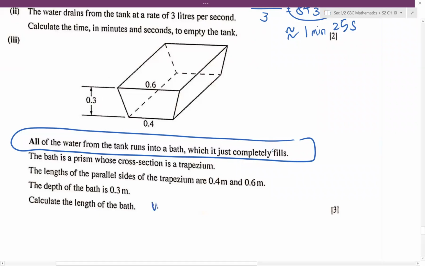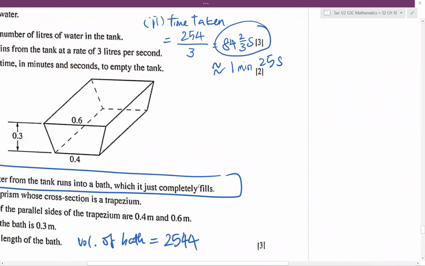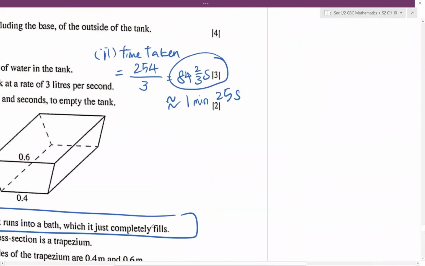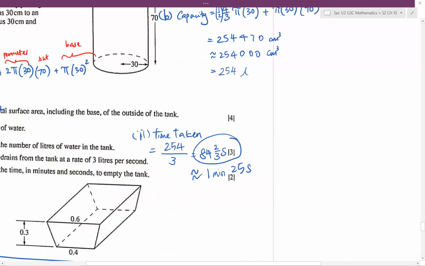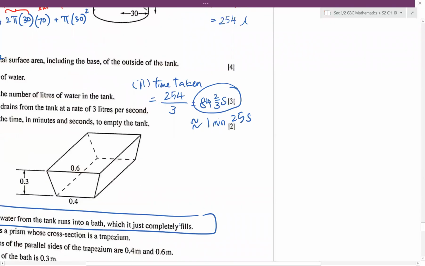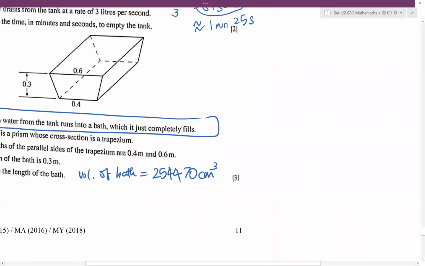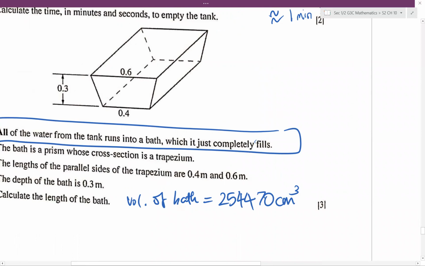Okay, volume of bath equals to 254470. Let me just verify. 254470 cubic centimeters. Okay, what do you do with that? It's not there. Cannot do it.